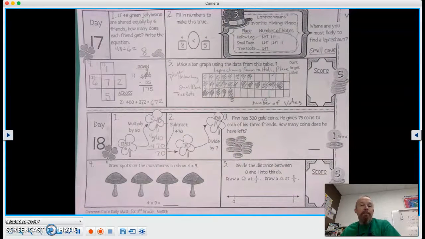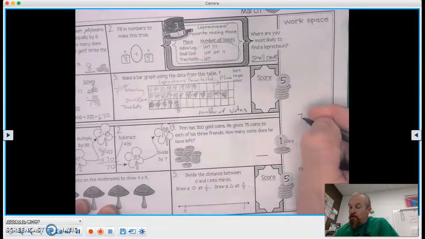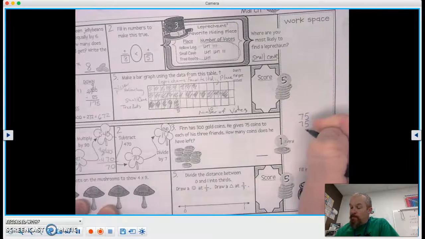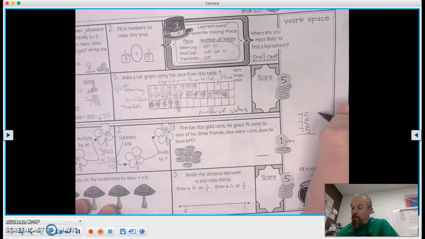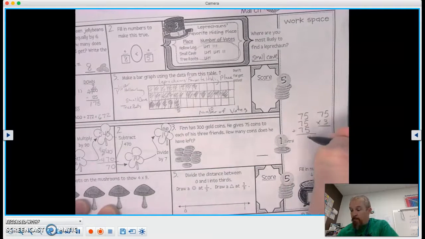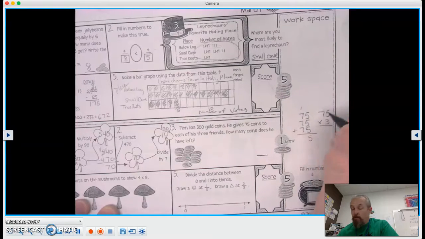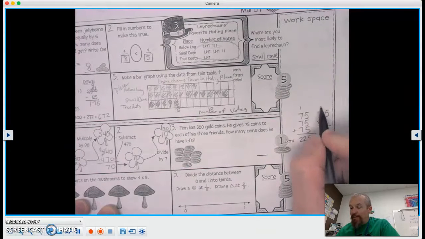Number 3. Finn has 300 gold coins. He gives 75 coins to each of his 3 friends. How many coins does he have left? Okay, so he has 3 friends. There's 75, 75, 75, or 75 times 3. So we can add 5, 10, 15. 7 times 3 is 21, plus 1 more is 22. All right, 3 times 5 is 15.